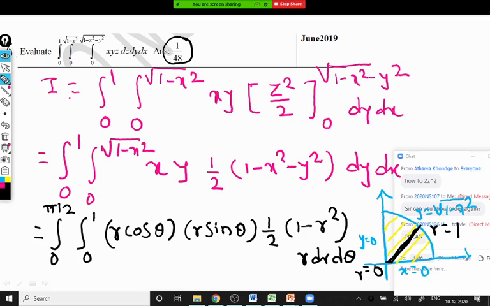What are the polar transformations for a circle region? That is x is r cos theta, y is r sin theta, dx dy is r dr d theta. That's the use of a transformation: to simplify the problem.